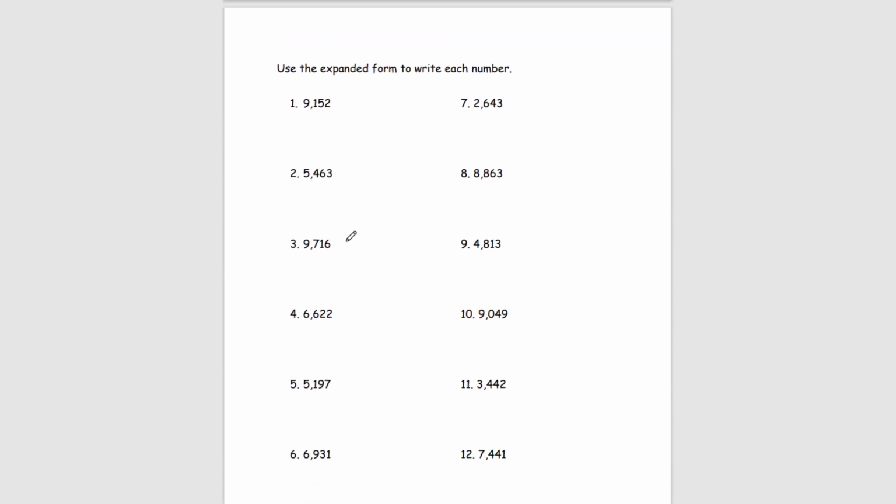Moving on to the next page, here we're using the expanded form to write each number. Basically, expanded form is we're going to break down our number into a completely separate thing, where it looks like we're adding each separate place. For example, we have 1,111, and to break this down, we have 1,000 plus 100 plus 10 plus 1.